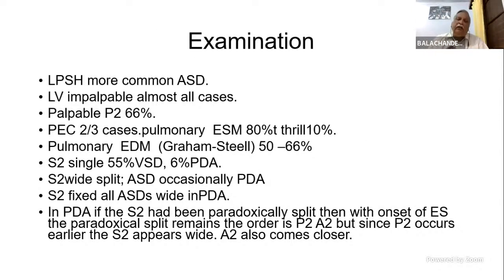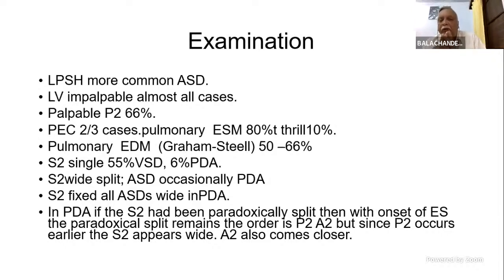Now, on examination, there is definitely a left parasternal heave, and this is pretty common in ASD. The most important thing is that most of the time the LV is impalpable, and sometimes we get into problems because we think that there is a heaving type of apical impulse, which confuses the candidate. It is not the heaving apical impulse of the LV, because the LV is pushed posteriorly by the RV occupying the apex. It is just a continuation of the left parasternal heave, which looks as if the LV is palpable. So an impalpable LV and a palpable P2 are present.